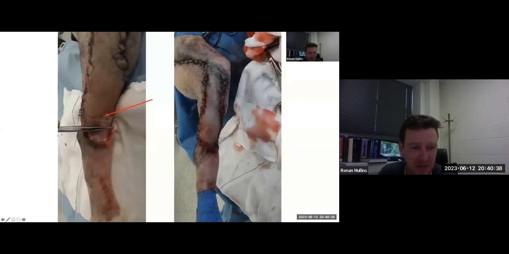So in this case, we revised this and resected the necrotic distal tip of the flap, and undid all of these skin sutures in a stepwise fashion, only as required in order to be able to advance the flap distally again.